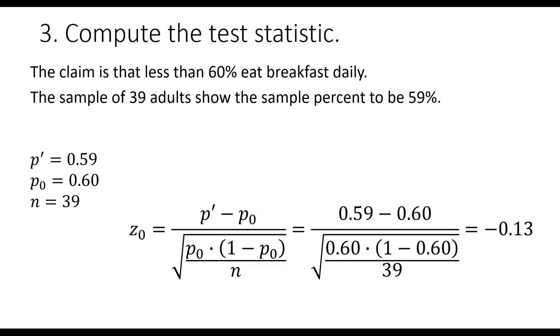Now, when you plug this into your calculator, make sure you use parentheses and follow the order of operations, as that'll make a huge difference in getting the correct answer. So after we do the calculation here, we will find our test statistic to be negative 0.13. Great, we're going to use that here in just a moment.